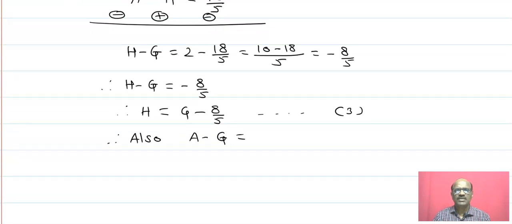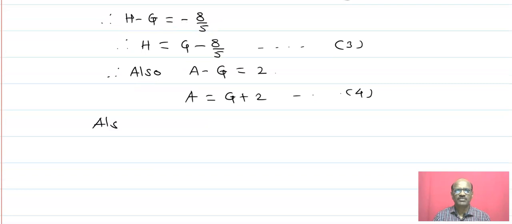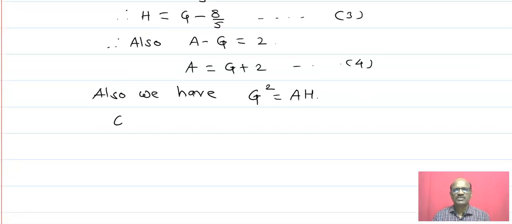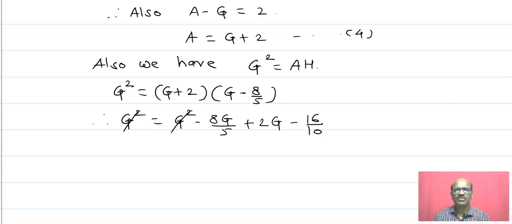Also, A minus G is equal to 2. Therefore, A is equal to G plus 2. This is equation number 4. Also, we have the relation that G square is equal to AH. Now, substitute the value of A and H. Therefore, you will get the whole equation in terms of G, and it is a normal equation, that is G square is equal to G square minus 8G upon 5 plus 2G minus 16 upon 10.